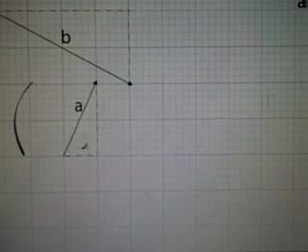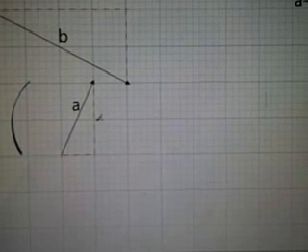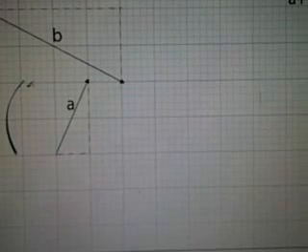We recognize that we move 1 unit to the right and 2 units upwards. Therefore, this vector is represented by 1, 2. You can check it again. You're moving 1 unit to the right, so that's positive 1. And then you're moving from here 2 units up. 1, 2, positive 2. So let's look at B.